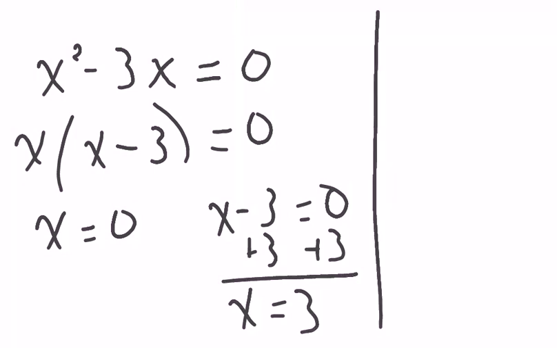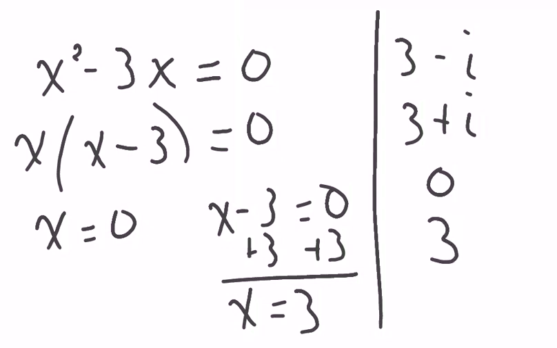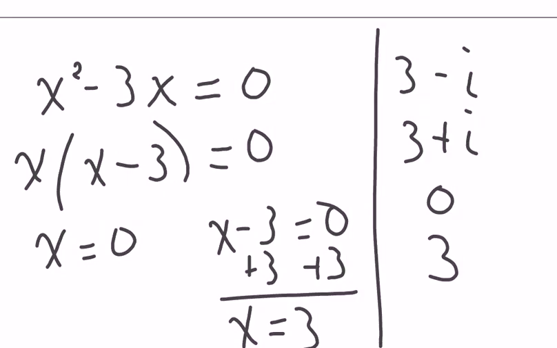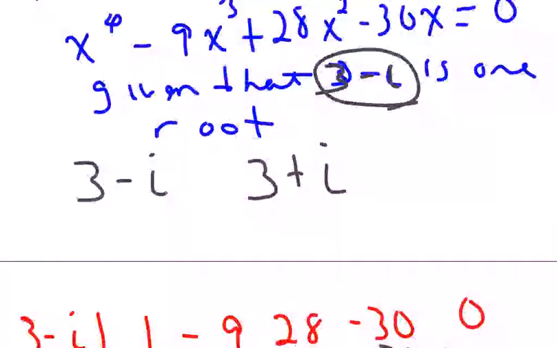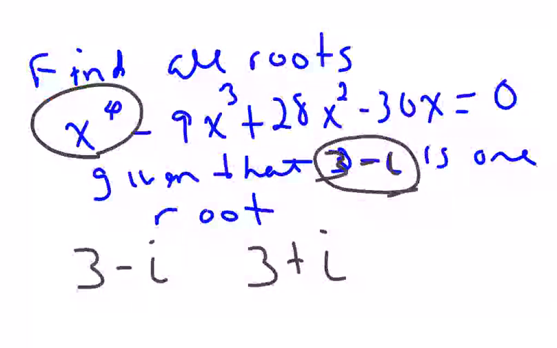So it says list all of the roots. So our roots are 3 minus i, 3 plus i. Then we found that we also have 0 and 3 as our answers. And our original polynomial, going back, is x to the 4th. So I should have 4 roots, and we ended up with 4 answers, so we are good there. Clear these out for the next example.